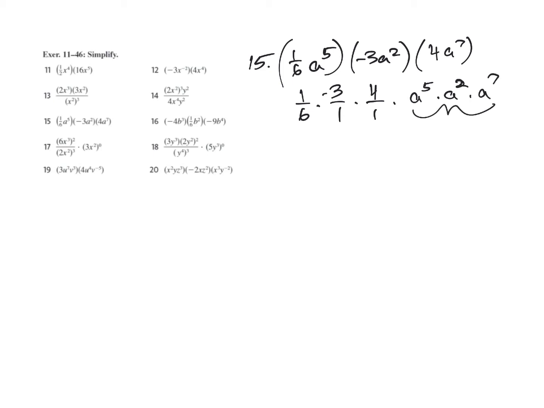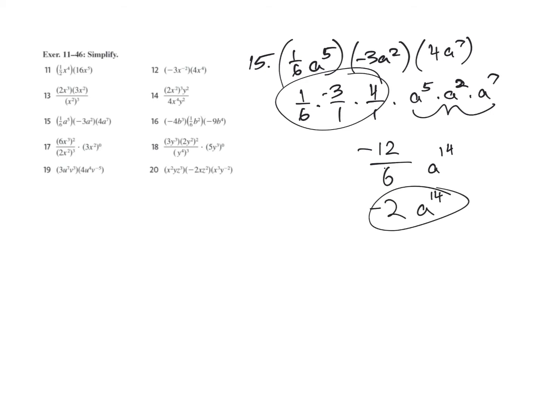All right. Add all your exponents. 5 plus 2 plus 7 is 14. That's a to the 14th. And now we do this. So we get negative 3 times 4 is negative 12 over 6. So the answer should be negative 2 a to the 14th. Great. Now let's do number 16.